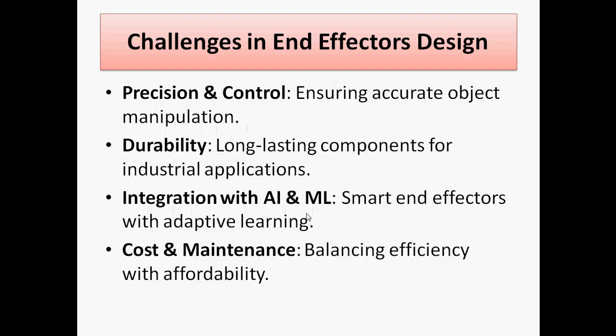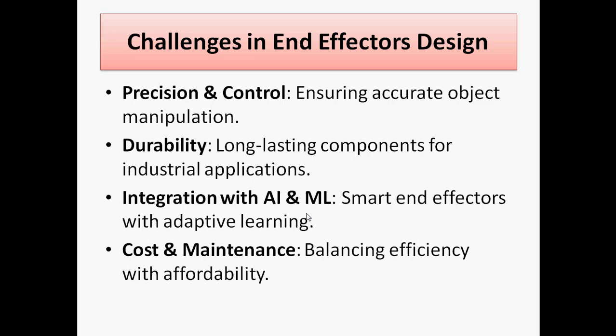The next is about the challenges faced in end effector design, which are precision and control, and durability. In precision and control, ensuring accurate object manipulation associated with the handling of the object is a challenge. Durability means long-lasting components for industrial applications. Then integration with AI and ML, which is also challenging nowadays for adaptive learning, so effective integration is required. Then cost and maintenance, balancing efficiency and affordability, is a big challenge for the design.